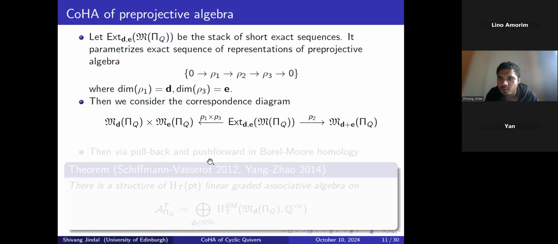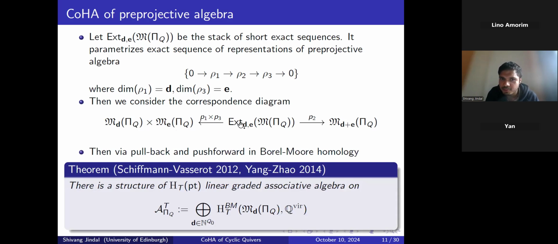In particular, if you take the Borel-Moore homology, which I remind you is just the dual of compactly supported homology, then you can take a pullback along this map, called the virtual pullback, and you can take a pushforward along the other map. So one can start with the Borel-Moore homology of the product, take the pullback to the Borel-Moore homology of the middle term, and then push forward to the Borel-Moore homology of the moduli of d plus e dimensions. Taking the direct sum over all d and e and applying Kunneth's isomorphism, Schiffmann and Vasserot for the Jordan quiver, and Yang for any general quiver, prove that there is an associative algebra on this space, where we take the direct sum over all dimension vectors of the Borel-Moore homology of d-dimensional representations of the preprojective algebra.